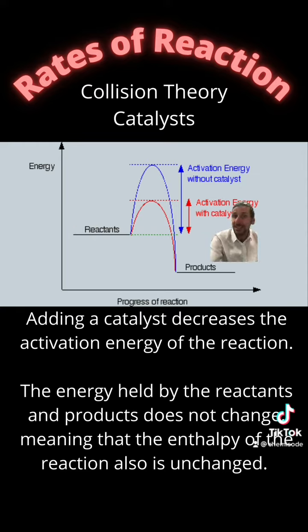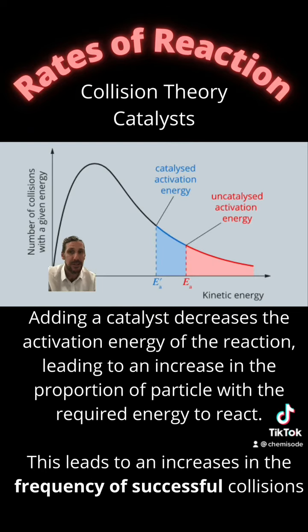The catalyst doesn't change the amount of energy stored in the reactants or the products, so therefore the energy released from the reaction, which is our delta H, remains the same. All a catalyst does is decrease the activation energy, and in doing this, it actually increases the rate of reaction. To explain how it increases the rate of reaction, we need a Maxwell-Boltzmann distribution, like this one here.